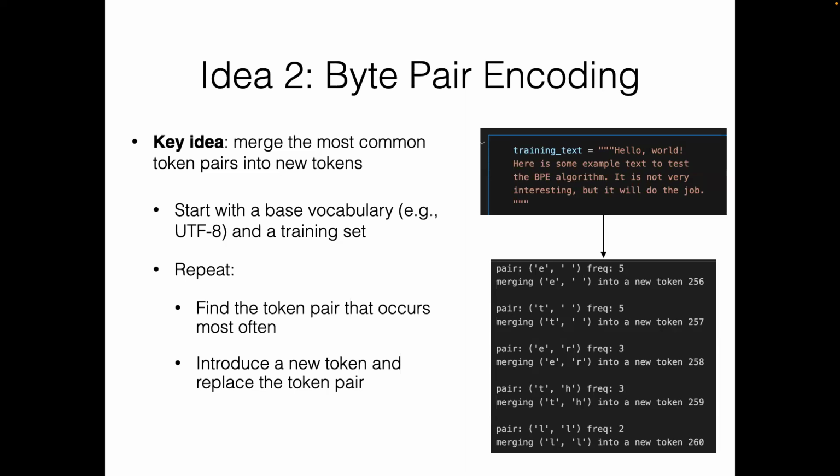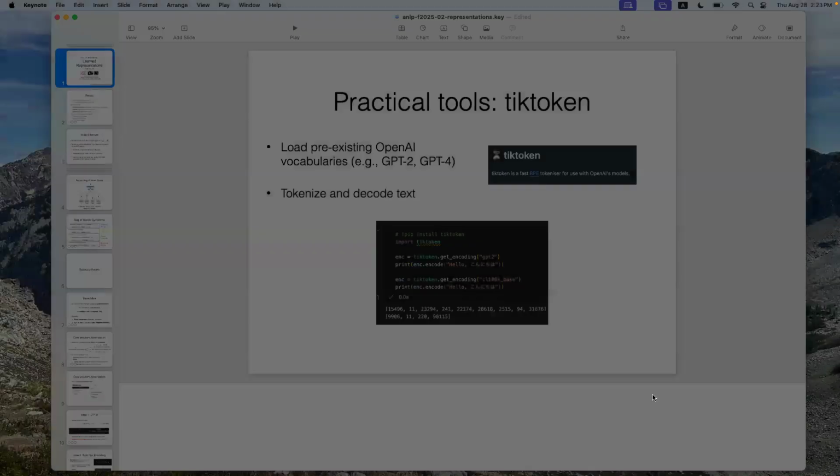And that's really the key idea. So then you start with this base vocabulary. You run this algorithm, it'll keep finding the most common instances and doing these replacements. And then it'll start to build up this vocabulary of new combined tokens.